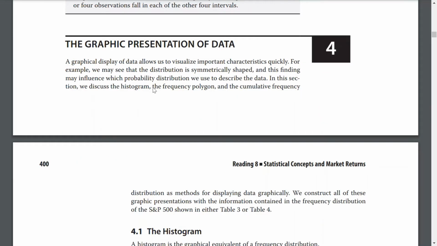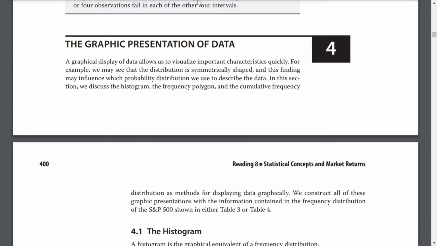Continuing reading of the CFA Level 1 program curriculum. Now at CFA Level 1, reading 8, part 4, the graphic representation of data. A graphical display of data allows us to visualize important characteristics quickly. For example, we may see that the distribution is symmetrically shaped, and this finding may influence which probability distribution we use to describe the data.